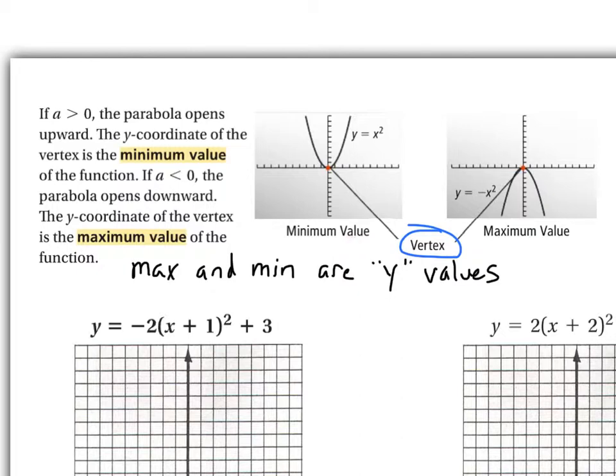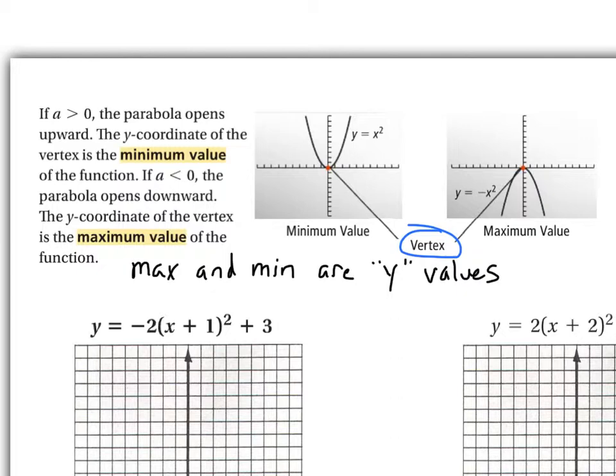On the other graph, if our graph opened down, if we traced this, all of our y values are going to be less than 0, negative. But the vertex is at 0, 0. So the biggest y value in that function is 0. So that's a maximum value. Your maximum or minimum values are going to come from the y value of your vertex.